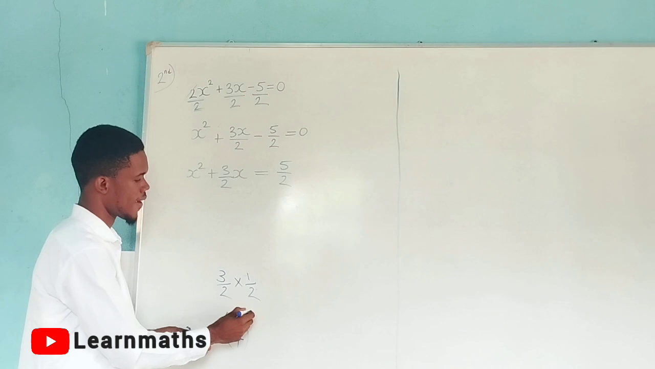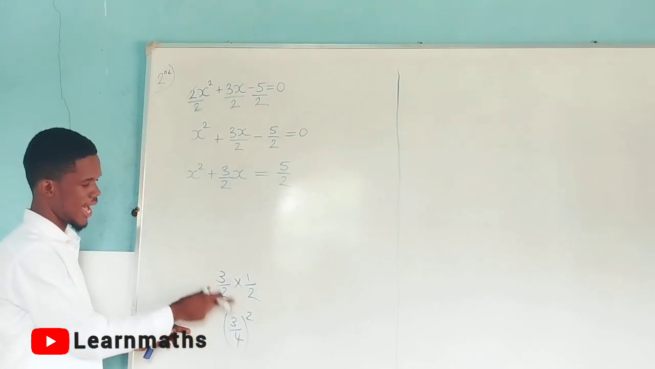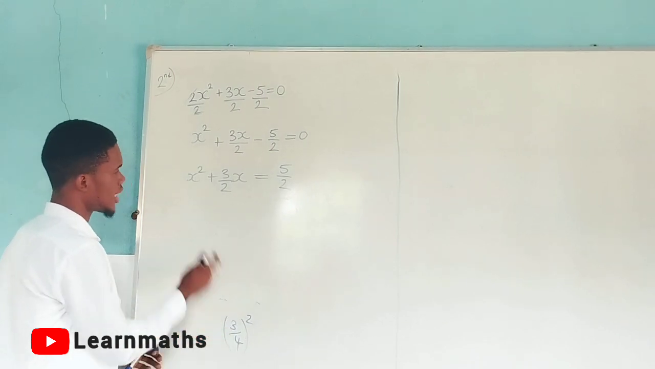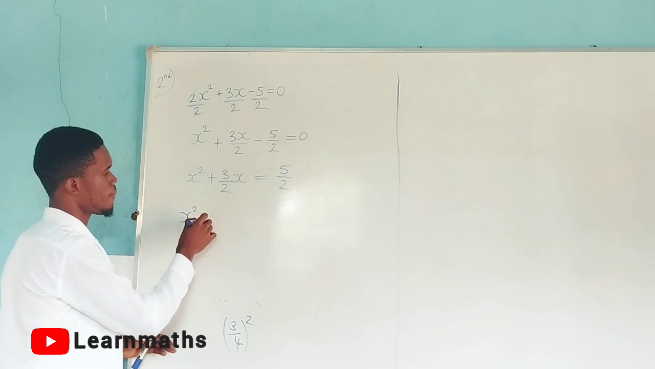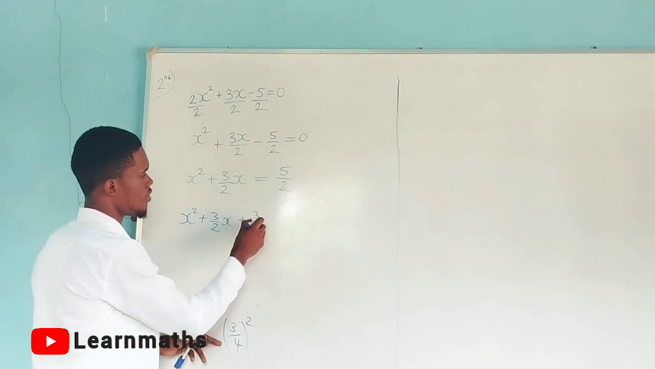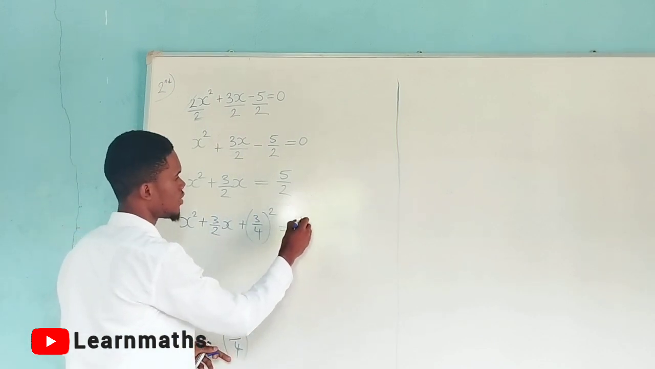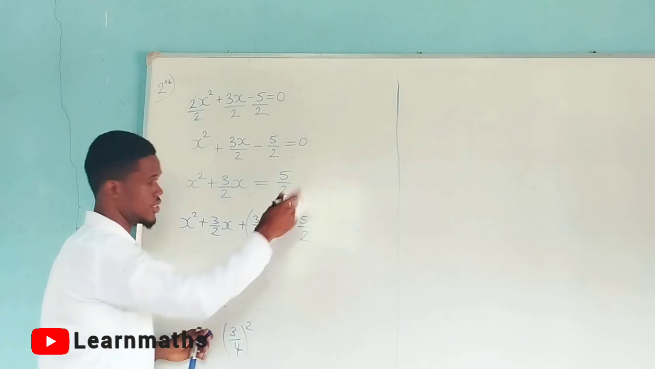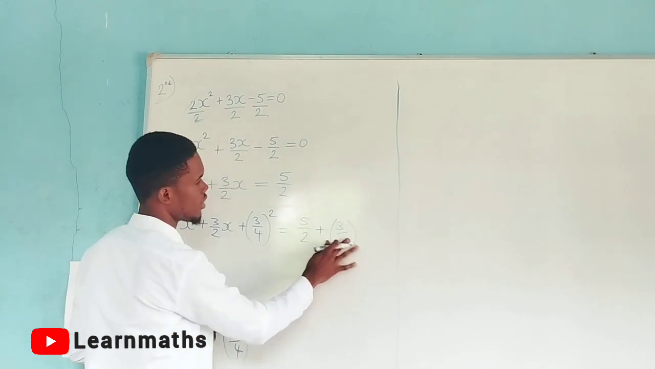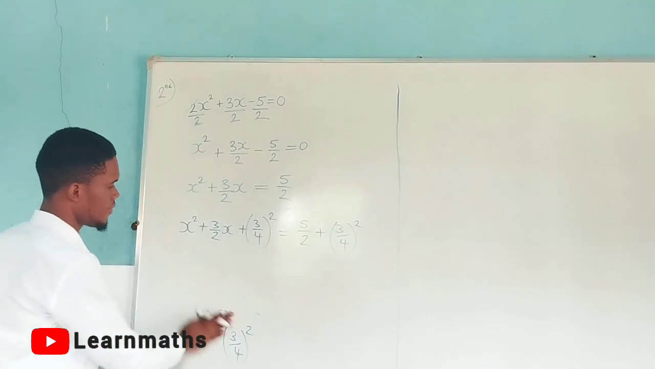So half of 3 over 2 is 3 over 4. Then you square the 3 over 4. So this is what we have. Let's add this to both sides. Half the coefficient of x, squared. So adding this to both sides, we're going to have x squared plus 3 over 2x plus 3 over 4 squared equal to 5 over 2. We're also going to add this to the other side, plus 3 over 4 squared. We've added that now to both sides.